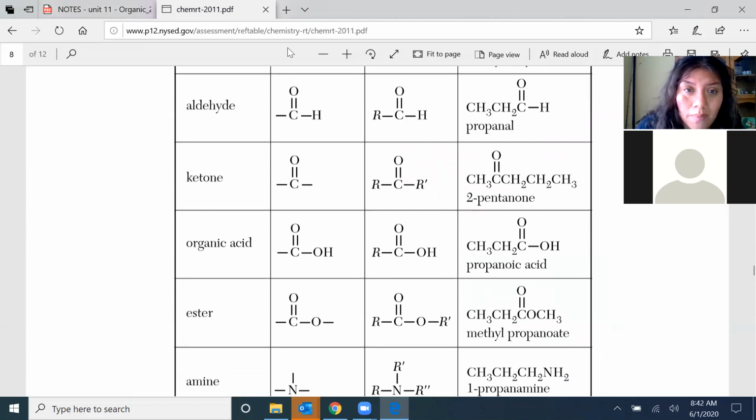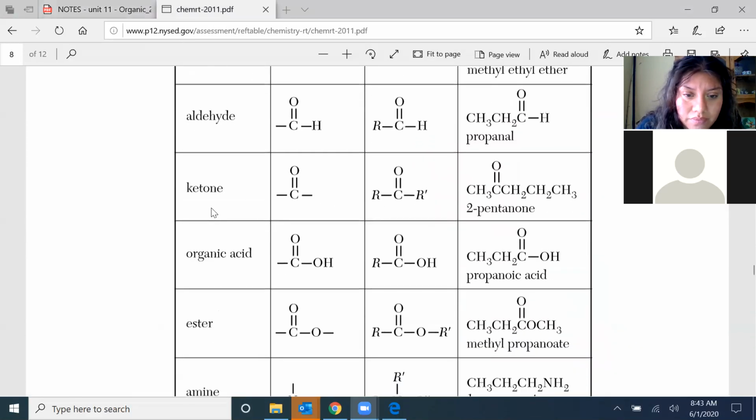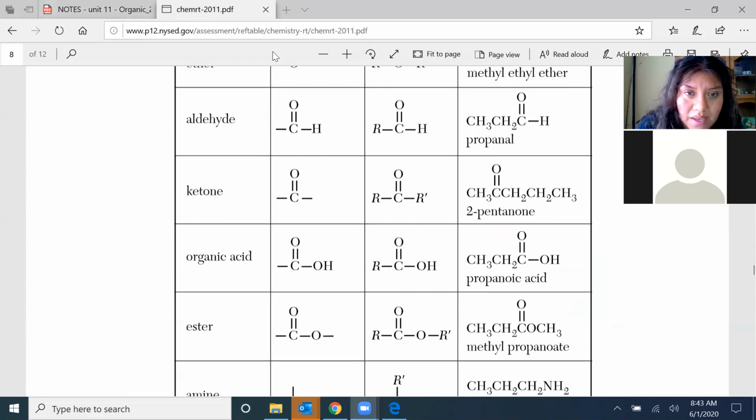These four are probably where students get the most confused. And actually there's another one. But you don't have to memorize these because they're found in your reference table. You don't have to memorize them because they have the example here, what it would look like, and an example of a name.